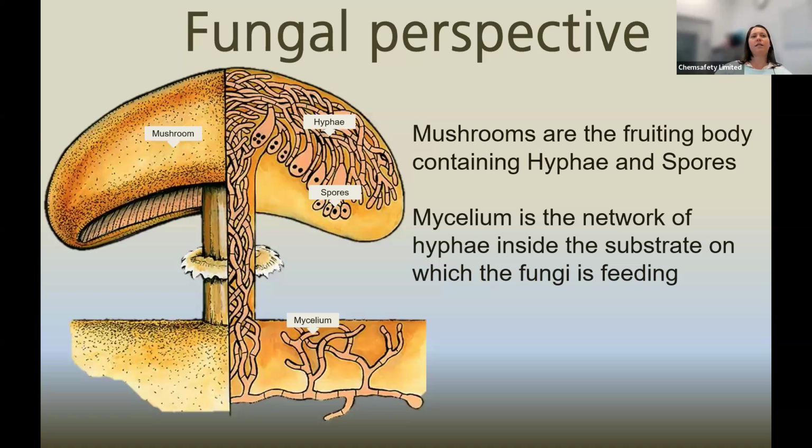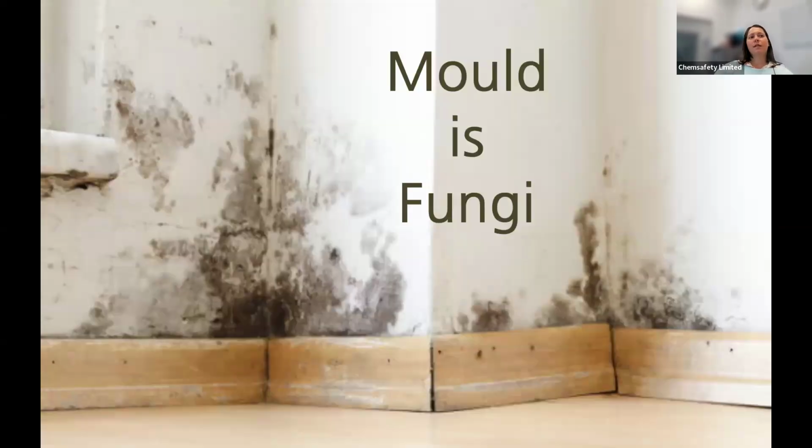Hyphae are the tiny threads that make up the bulk of most fungi. A network of hyphae, known as a mycelium, extends in all directions through the soil or substrate of which they feed. Visible mold is only the fruiting body which we observe, as a mycelium is contained in the fibers and cells of the substrate that the fungi is growing on. So in essence, mold is fungi.